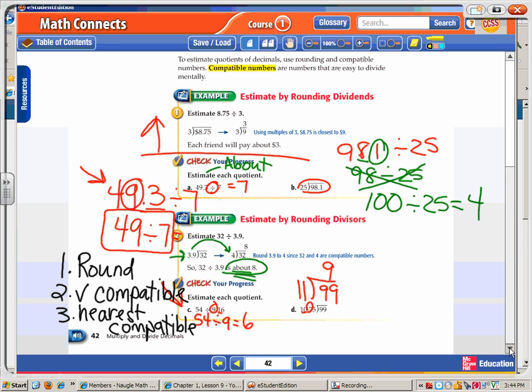We don't want estimation to be a crazy thing for you. I want it to be something that you're constantly doing when you're multiplying, when you're adding, when you're subtracting, and when you're dividing, to check to make sure that your answer, your sum, difference, product, or quotient is reasonable, if it's about right, because that's going to tell you right off the bat if you made a simple error in your work.